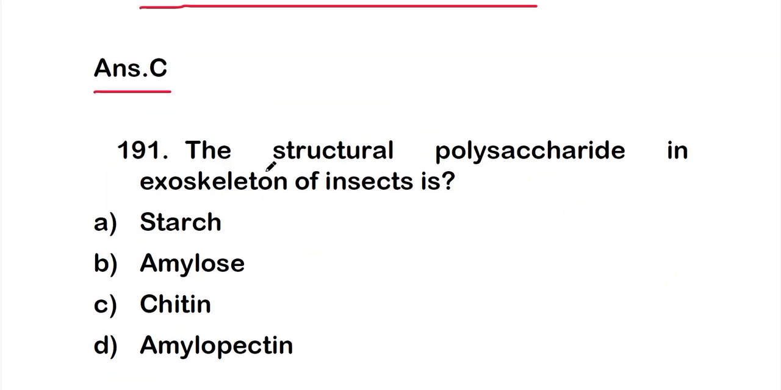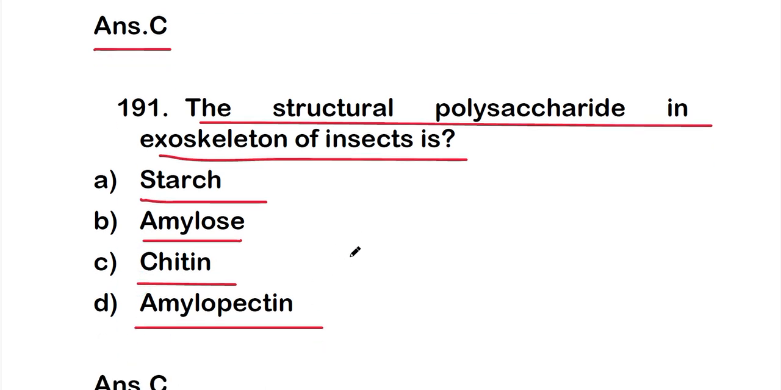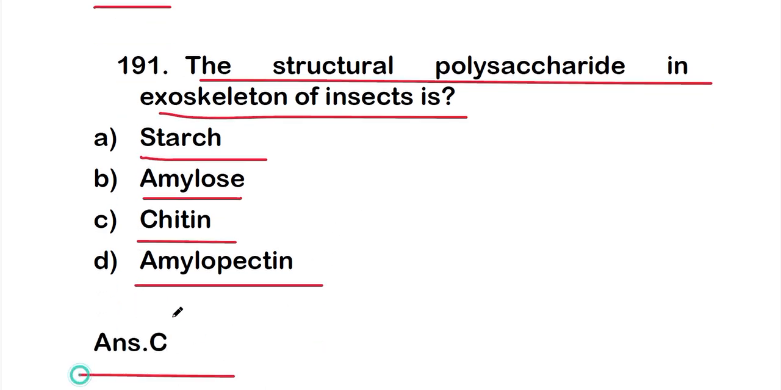Okay. So next question, let's see. Next is question number 191. So the structural polysaccharide in exoskeleton of insects is: option A, starch; option B, amylose; option C, chitin; or option D, amylopectin. And the right one is option C, that is chitin. So the structural polysaccharide in exoskeleton of insects is chitin.